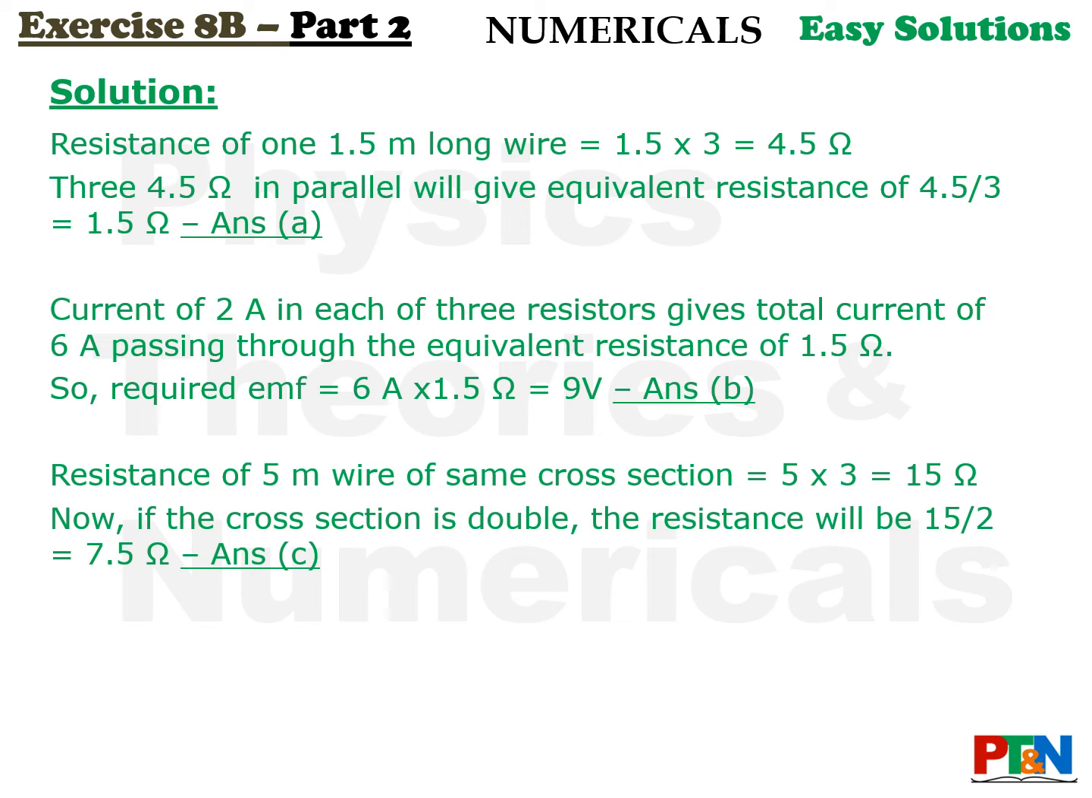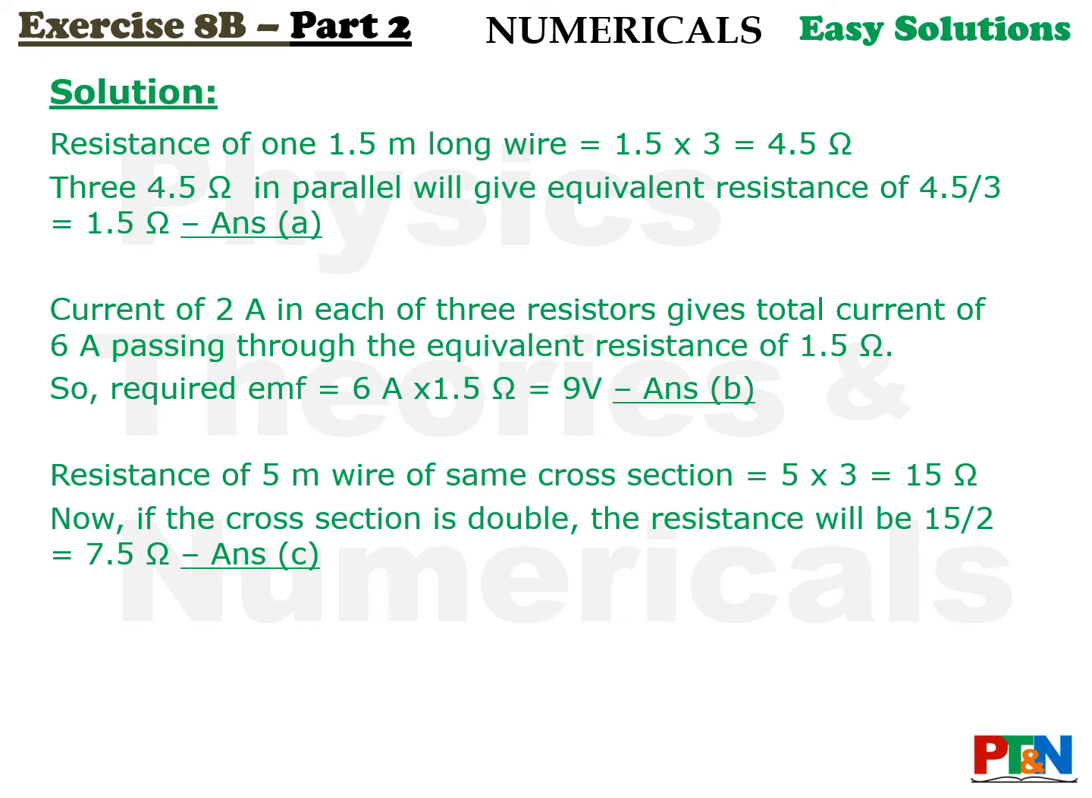Then it says current of 2 ampere in each of the 3 resistors. That means total current in that parallel combination is 3 into 2, that is 6 ampere. Total 6 ampere current is entering into a set of parallel resistors whose equivalent resistance is 1.5 ohm. So voltage required will be 1.5 into 6 ampere, that is 9 volt. That is the answer to your question B.